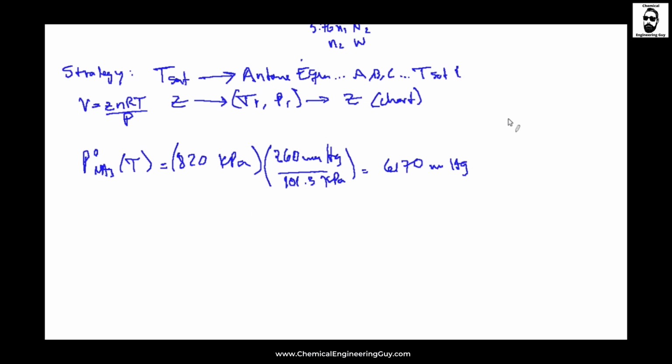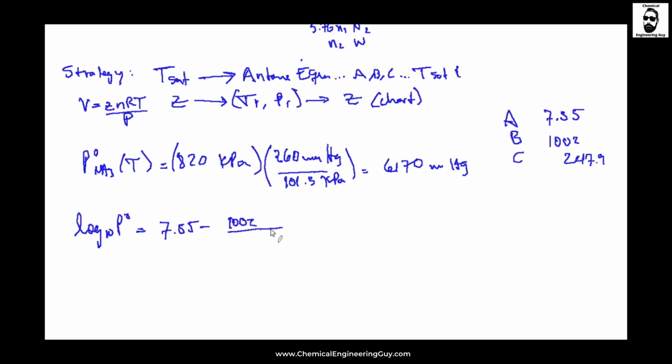Okay, the Antoine equation, it's A, B, and C. I found them to be 7.55, B is 1002, and C is 247.9. So let's do this thing of the Antoine equation. Remember, it's log P = A, which is 7.55, minus B, which is 1002, divided by the temperature plus 247.9. And from here we can substitute this pressure, which is 6170 millimeters, and just find temperature.